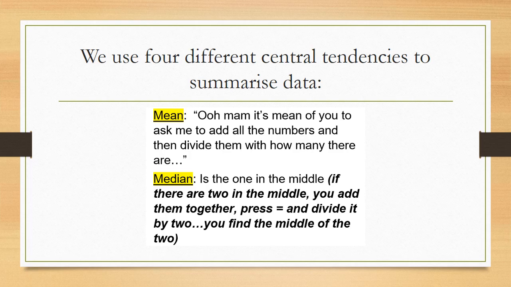The median is the one in the middle. And if there are 2 in the middle, you find the middle of those middles. So if there's a 3 and a 4 in the middle, then you say 3 plus 4 and divide by 2 to give you 3.5. You find the middle of the middle if there are 2 numbers in the middle.